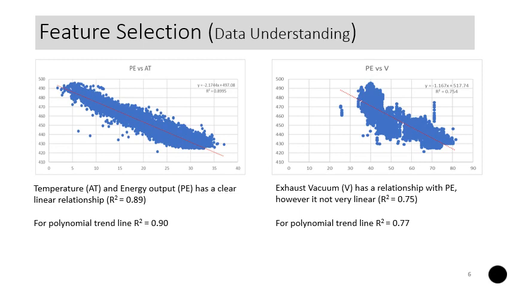We also tried a polynomial trend line to check if that fits better here. The R square value in the polynomial case comes out to be 0.77. Again, there is no significant improvement here, so we'll stick to our linear relationship, which is much simpler.